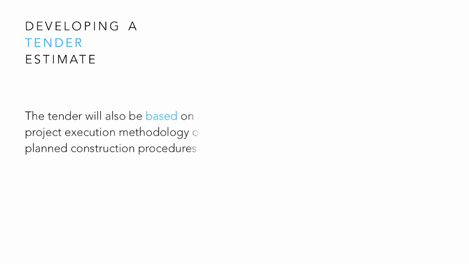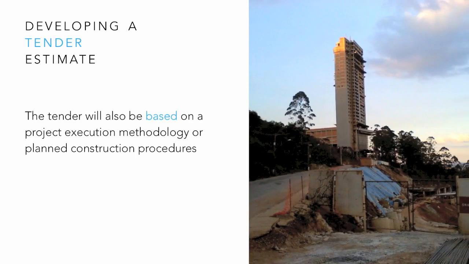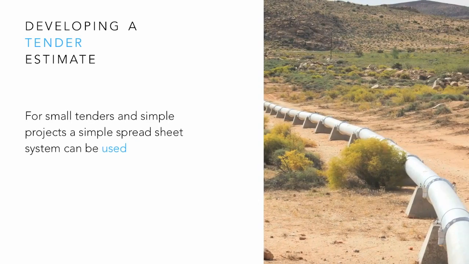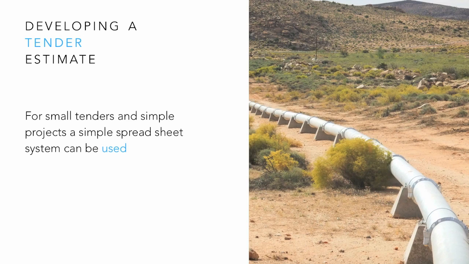The tender will also be based on a project execution methodology or planned construction procedures. Hence, both the costs and the expected procedures need to be read together. For small tenders and simple projects, a simple spreadsheet can be used. Here the estimator must have a systematic layout that can not only set out the estimate, but be able to be interrogated at a time in the future, like at the review or post-tender, when questions are asked by the client or by the site team trying to determine what costs were allowed.